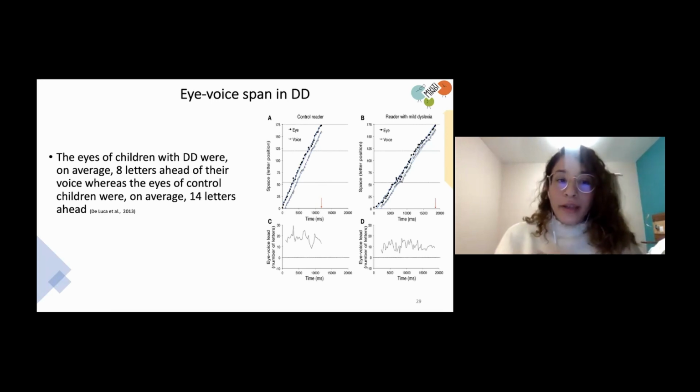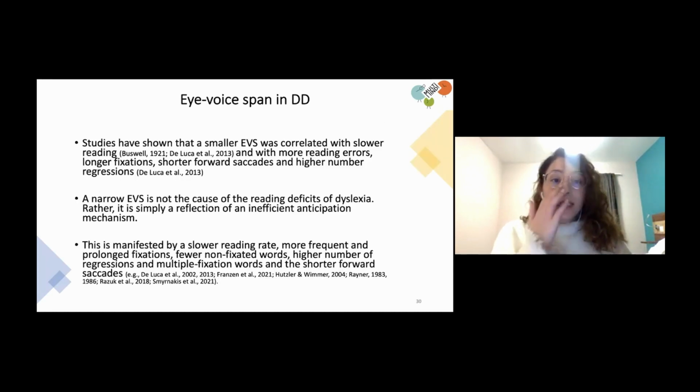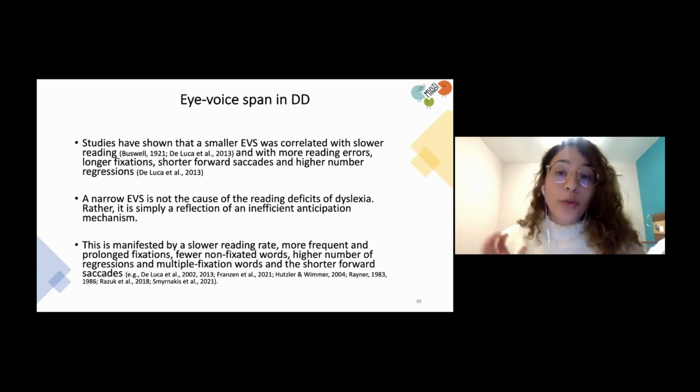And actually research has found that children with developmental dyslexia can, on average, scan about 8 letters ahead of their fixation point and ahead of their voice. But individuals with typical language can scan up to 14 letters. So the eye voice span in individuals with dyslexia appears to be almost half that of typically developing children. The studies on eye voice span have shown that having a smaller eye voice span is correlated with slower reading. So if we're not able to predict or anticipate or scan upcoming letters, then we're going to be slower in reading. This is also supported by evidence showing that poor readers usually have a narrower eye voice span compared to typical readers.